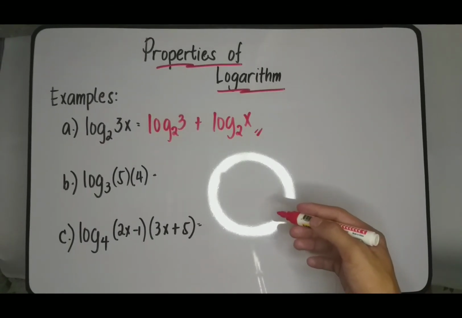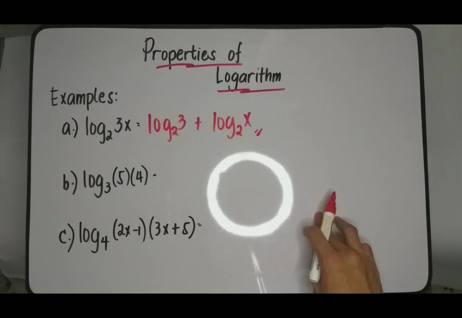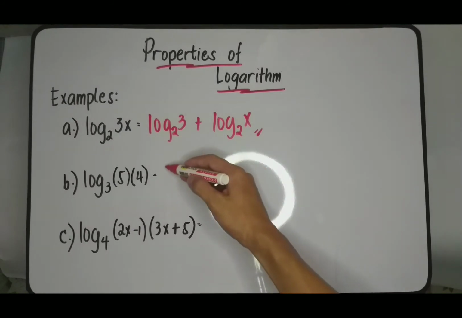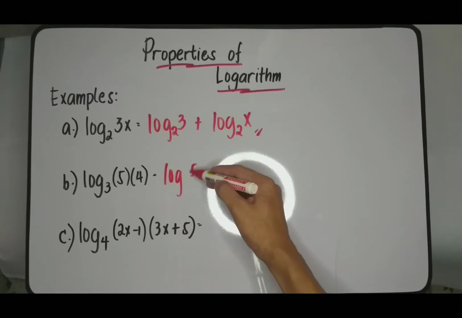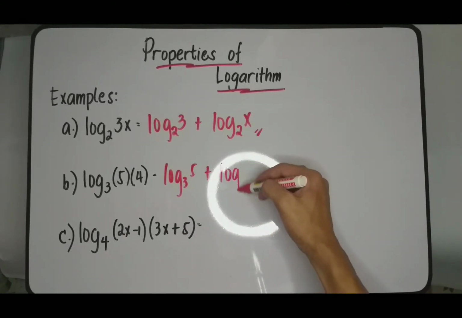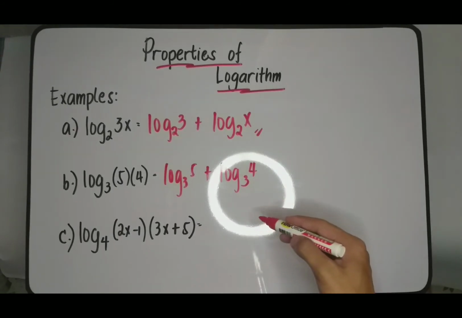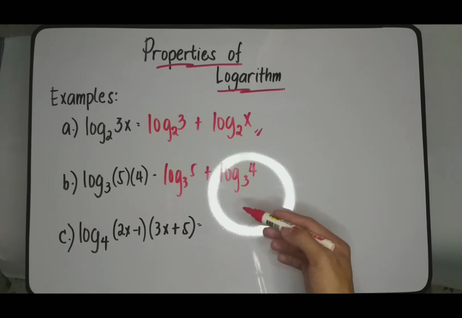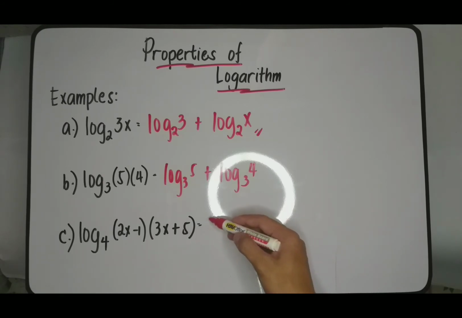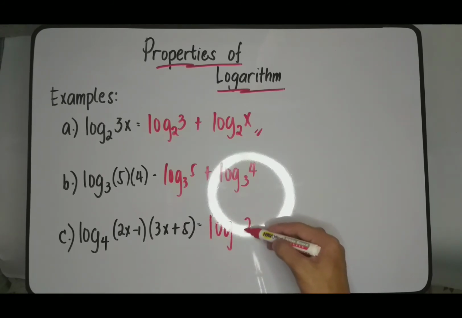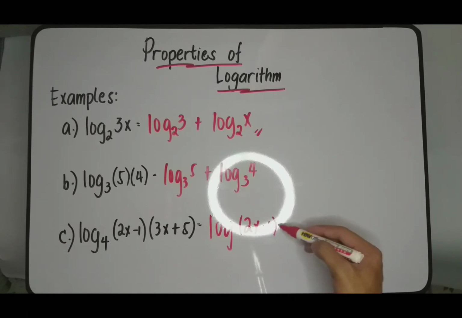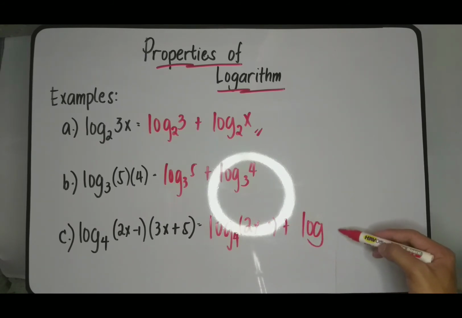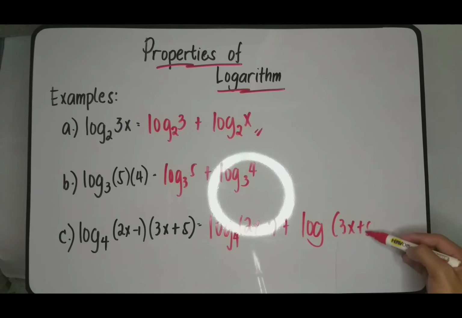So, let's proceed to letter B. We have here logarithm of 5 multiplied by 4 to the base 3. So, simple as that. So, logarithm of 5 to the base 3 plus logarithm of 4 to the base 3. And then another one. So, we have here logarithm of 2x minus 1 multiplied by 3x plus 5 to the base 4. So, paghiwalay lang natin, then lagyan ng plus. So, logarithm of 2x minus 1, don't forget the parenthesis, to the base 4 plus logarithm of 3x plus 5 to the base 4. That's the final answer.